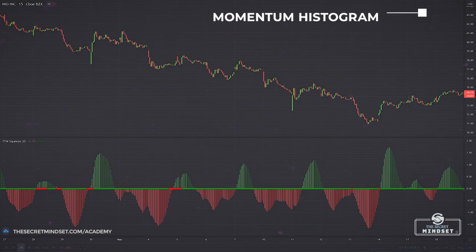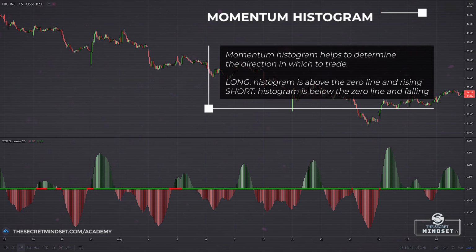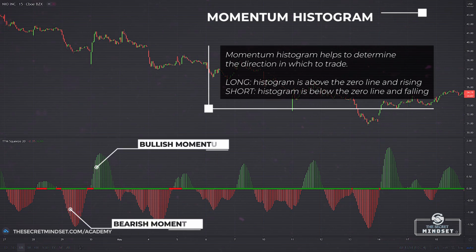Now, the momentum histogram helps to determine the direction in which to trade. If the momentum is above the zero line and rising, long trades are recommended. If the histogram is below the zero line and falling lower, short trades are recommended. The histogram bars are color-coded. Bars above the zero line are green, and below the zero line are red.